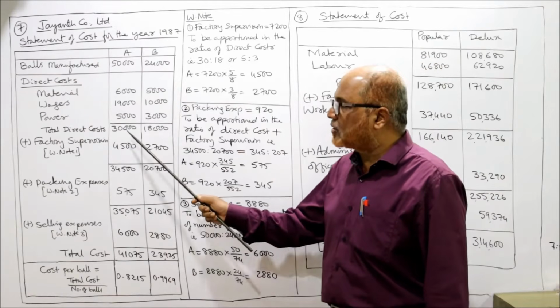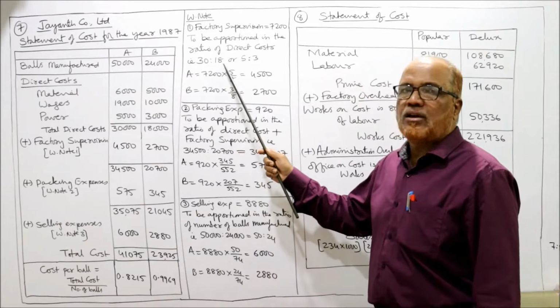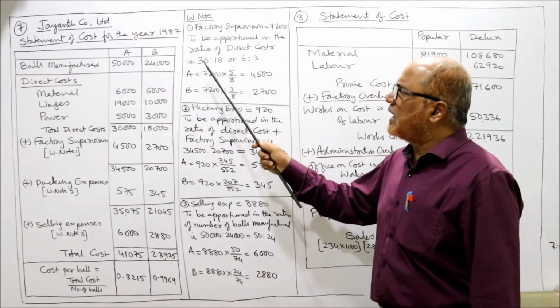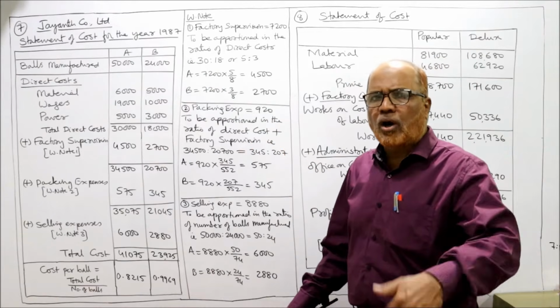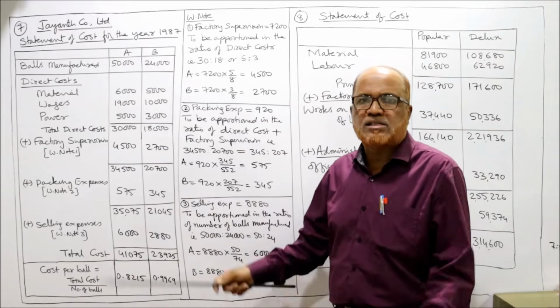व्हाट इज द रेशियो ऑफ डायरेक्ट कॉस्ट? 30:18. तो 30:18 और 6 5s are 30, 6 3s are 18. You can keep it 30:18 or you can simplify and make it 5:3. कुछ भी लो, दोनों से आंसर एक ही रहेगा.